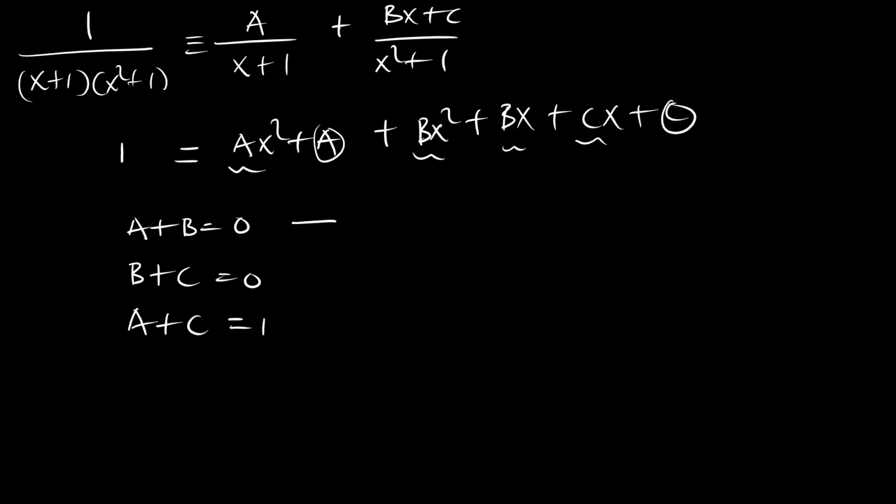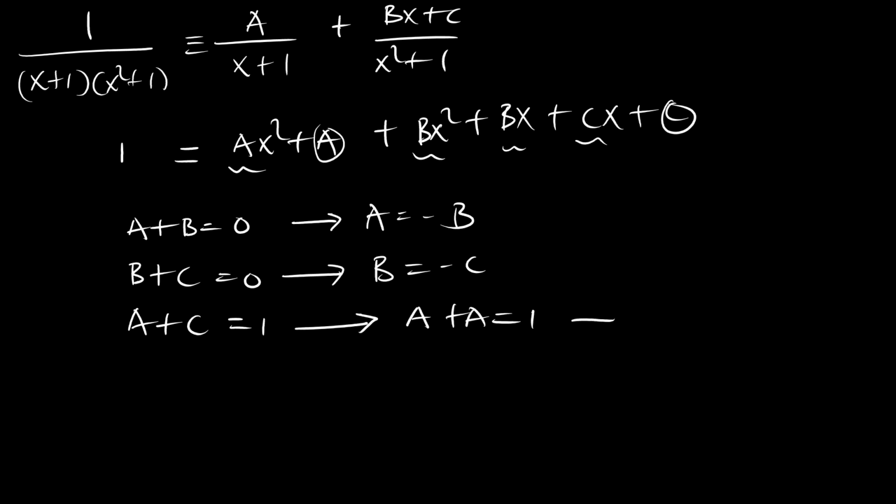So here we see that A is equal to negative B, and here we see that B is equal to negative C, and from that we see that A plus A is equal to 1, which means that A equals a half. Meaning that now we see that B is equal to negative a half and C is equal to a half.